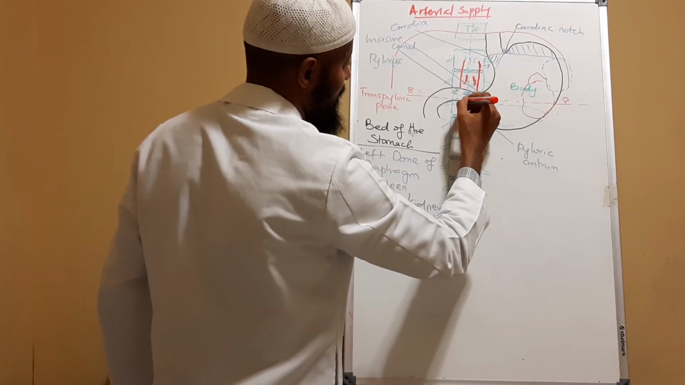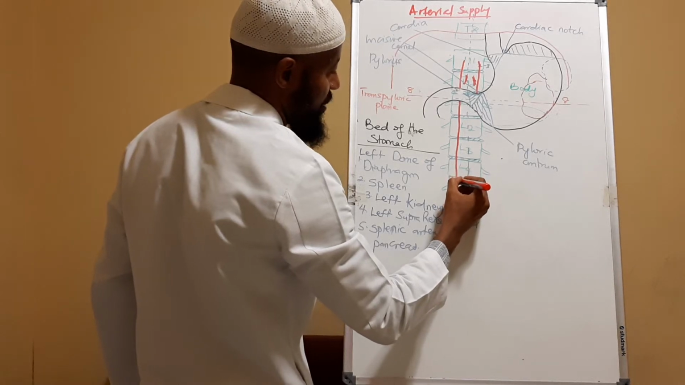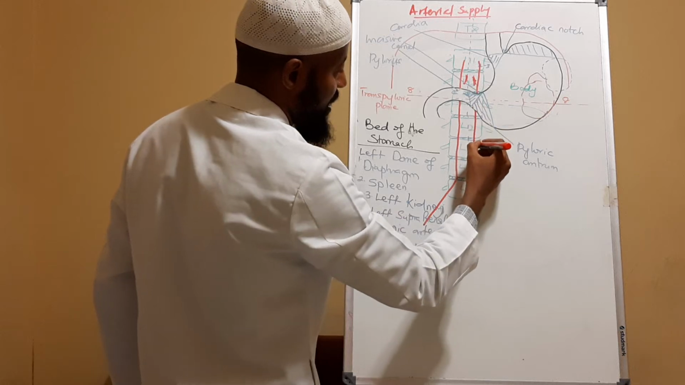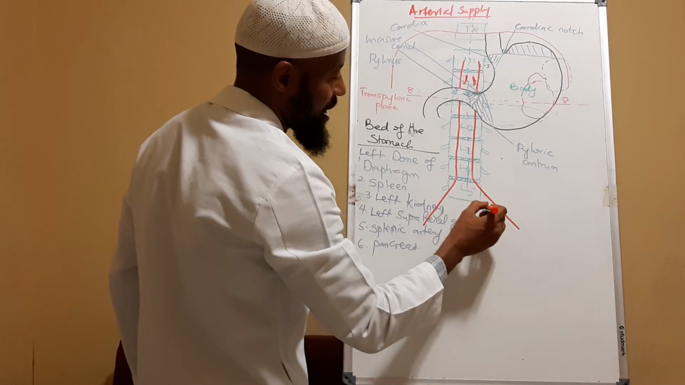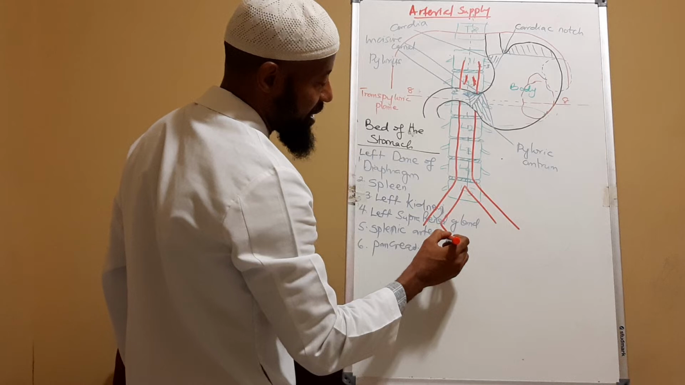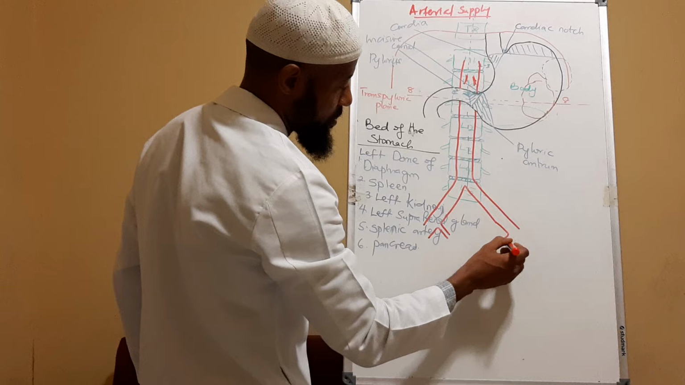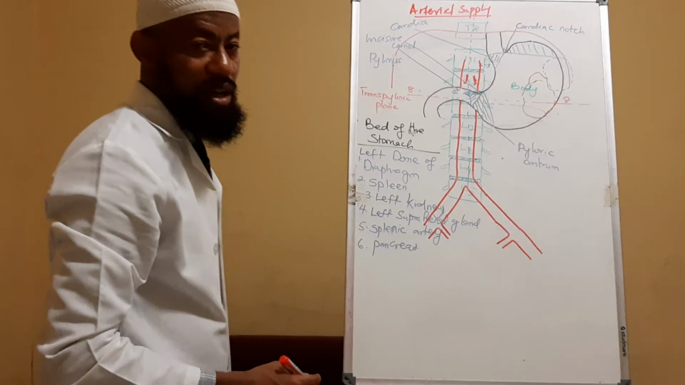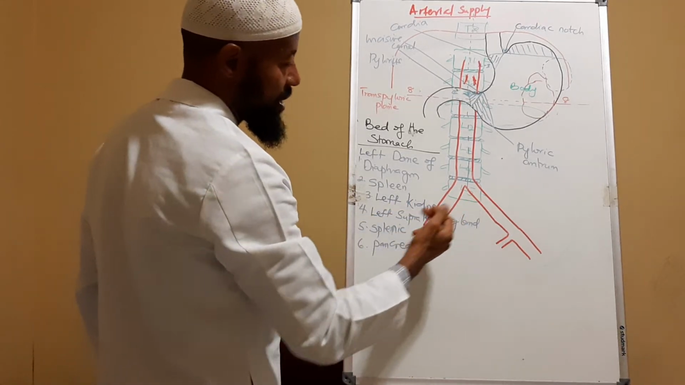That's the abdominal aorta as it descends, and at the level of L4, L5 it bifurcates into the common iliac arteries, and that's the internal iliac artery. And this continues all the way and becomes the external iliac artery. So these are the common iliac arteries.